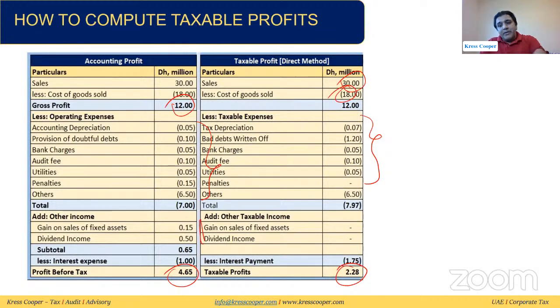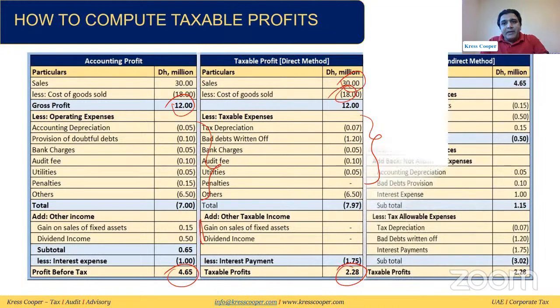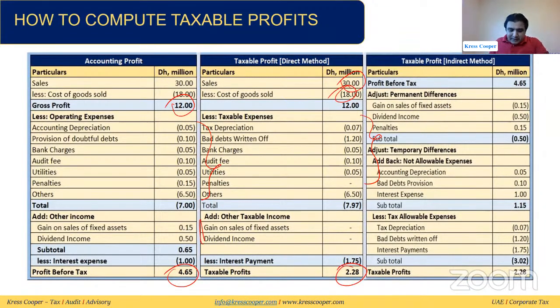But if I'm applying the indirect method, I have taken 4.65 million as my base. Whatever the accounting profit was, I have taken it as a base. Then I have adjusted for the permanent differences, like gain on the sale of capital assets, dividend income, penalties. I have temporary differences. After adjusting these temporary differences, then tax allowable expenses, I arrived at 2.28 million.